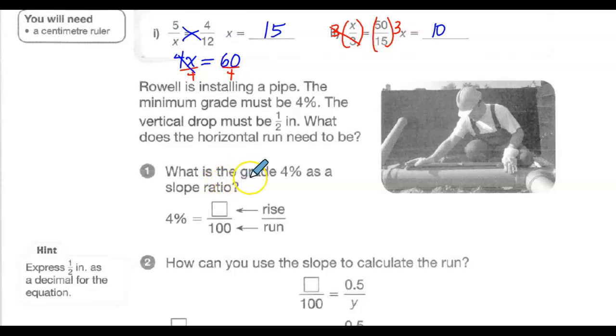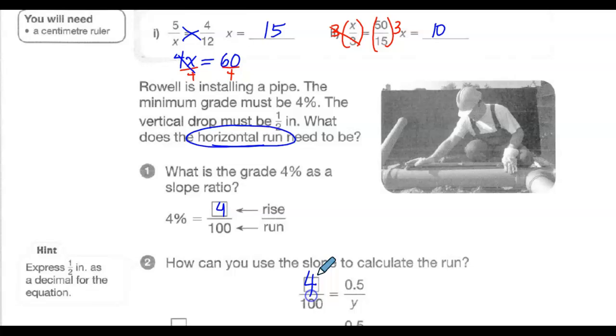So what is the grade 4% as a slope ratio? Because grades are usually given as percents. We'll convert it to a slope. So that's going to be a fraction. So 4% is 4 out of 100. We can reduce that, but no need to. Now we want to calculate what the horizontal run will be. So the ratio for rise over run is 4 over 100, and that has to equal 0.5, 1/2 inch, to the run, something we don't know what the run is.